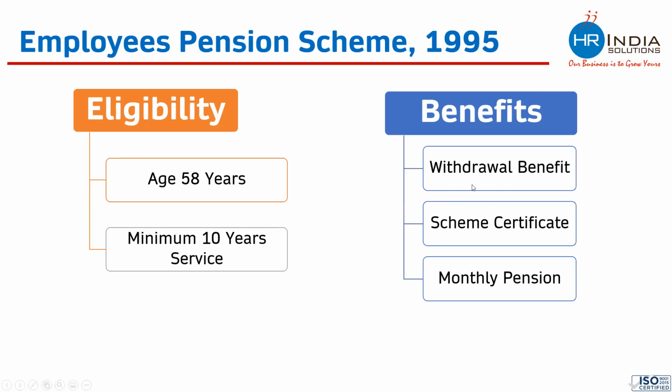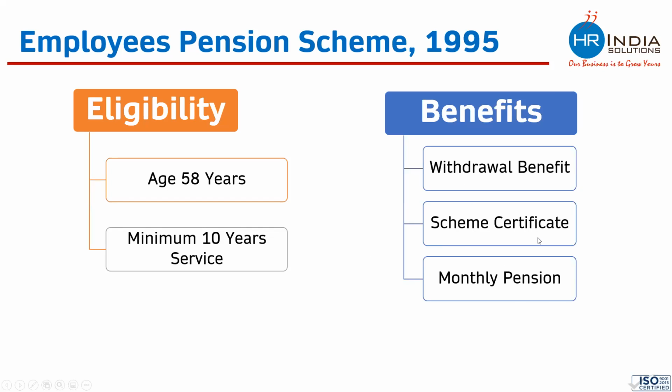Withdrawal benefit is only applicable if the person is not eligible for monthly pension, means he has not contributed for 10 years and has not reached the age of superannuation. In that case only, the employee can withdraw this pension fund. Like post his resignation, he can withdraw after 60 days. This pension fund can be withdrawn.